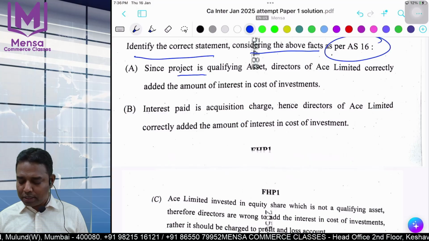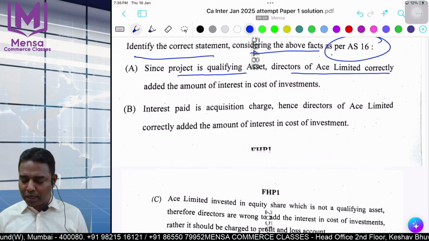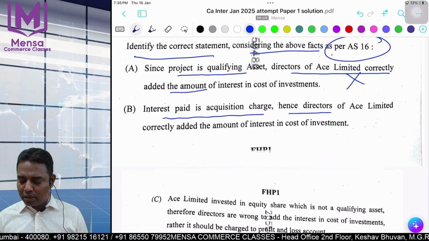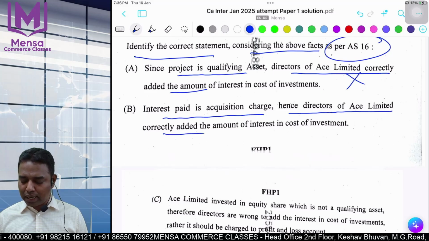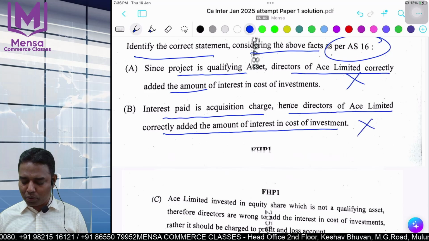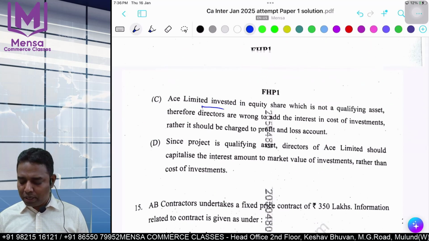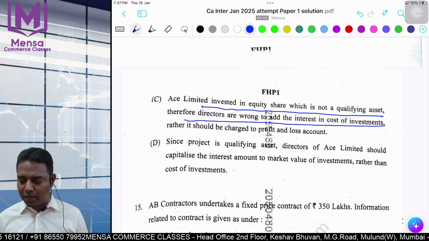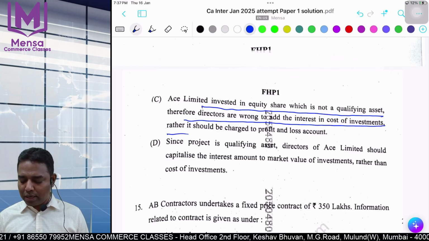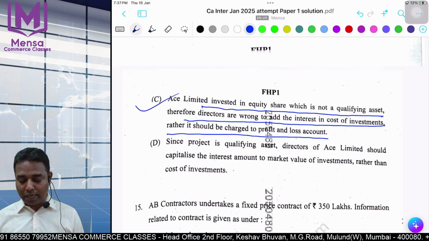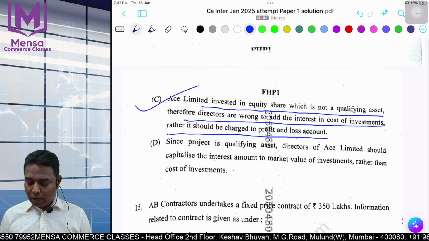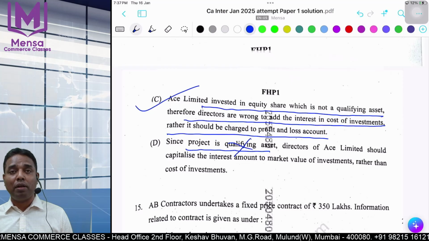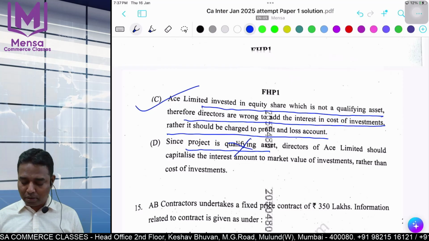Since the project is a qualifying asset, directors of ACE Limited have correctly added. No, not correct. Interest paid on acquisition charges is acquisition charge, hence the directors of ACE Limited correctly added. No, that's not right. ACE Limited invested in equity shares which are not a qualifying asset, therefore the directors are wrong to add the interest on cost of investment. Rather it should be charged to the P&L account. Yes, perfect, that's right. The last one is saying, since the project is a qualifying asset, it's not a qualifying asset at all, because it's ready to use the day it is purchased.